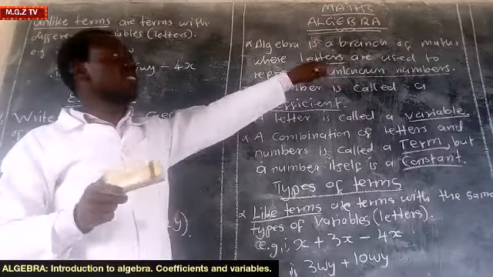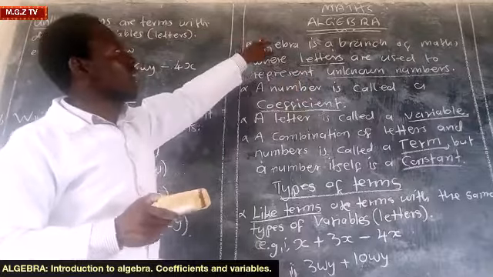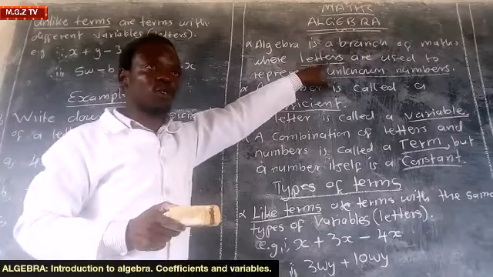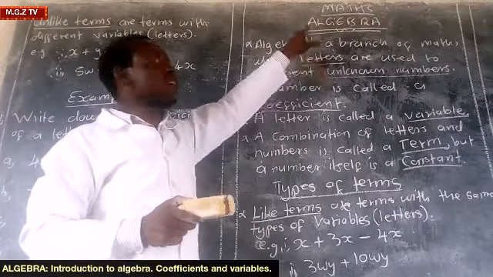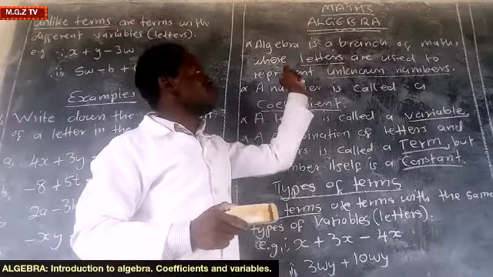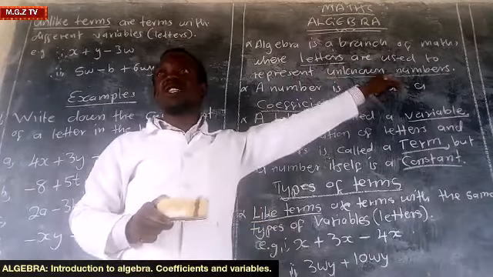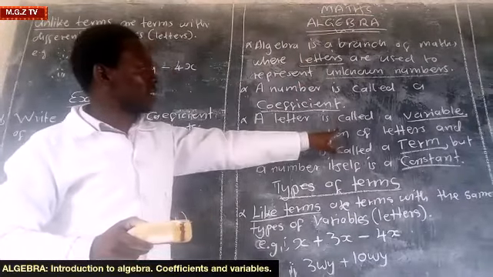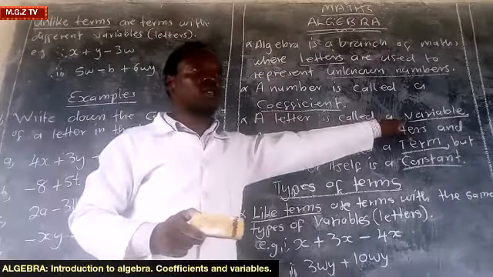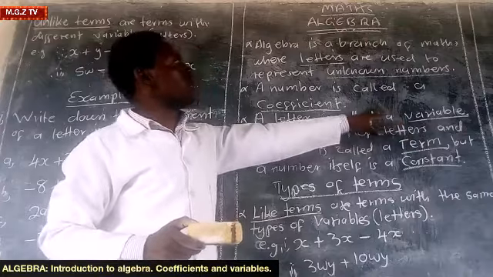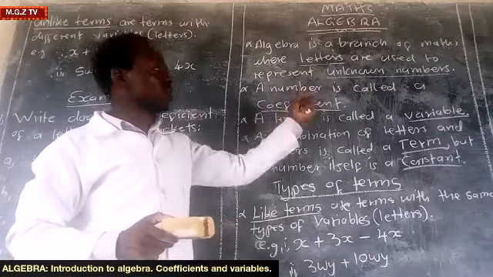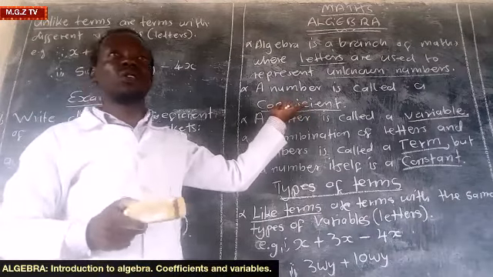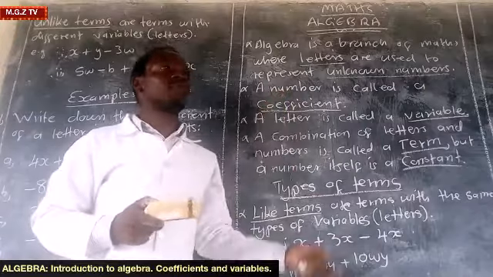So using the typical language, you say algebra is a branch of mathematics where variables are used to represent unknown coefficients. Variables are letters. Letters are variables. So where variables are used to represent unknown coefficients, when you hear the word coefficient, know that it is a number.